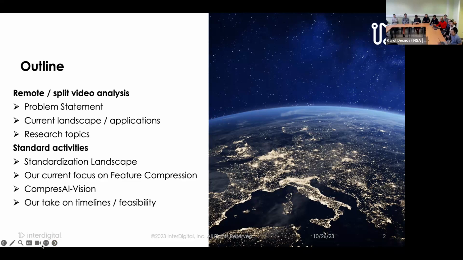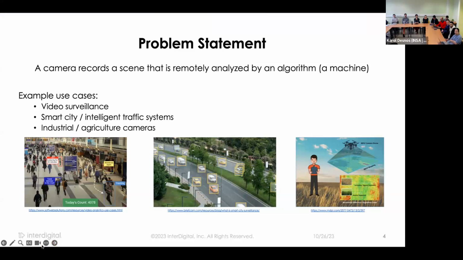So first, why? We have cameras that are limited in resources, like IoT, smartphones, things like this. And you may want to compute your vision model remotely on a cloud, in your network, on different remote servers. Example cases are video surveillance, smart cities like cars communicating with the cloud or with each other, and farming, with new methods that rely on monitoring what's happening with your plants.